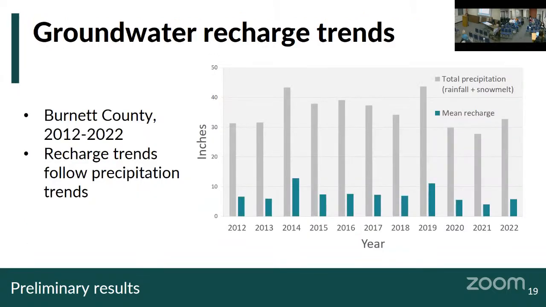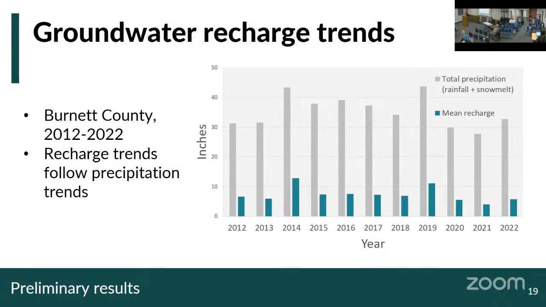And I'm showing precipitation here on this bar chart. So in gray is the total precipitation over that 10-year period. The teal is the recharge in inches on the y-axis. And you can see whenever we have an increase in precipitation, the increase in recharge corresponds to that. And that makes sense because, again, precipitation is the source of our groundwater recharge.